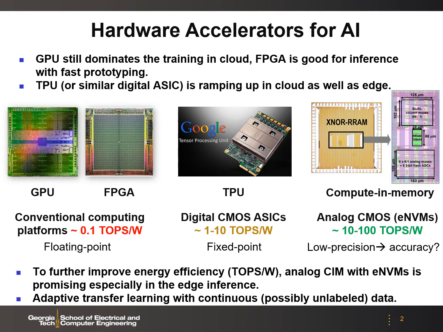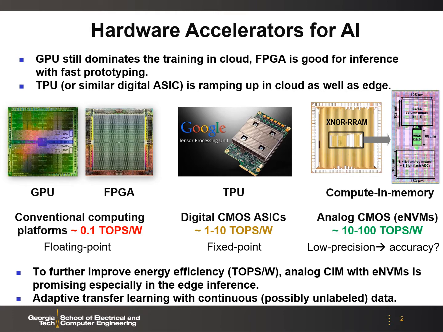Here are the motivations to develop the specialized hardware accelerators for artificial intelligence or machine learning workloads. As we know, GPU is still dominating the training in the cloud, and we see that FPGA is becoming a popular platform for the inference, especially for fast prototyping. And also, there's a new trend to develop the digital ASIC platforms, for example, the Google's TPU, to perform the accelerations at the cloud as well as the edge.